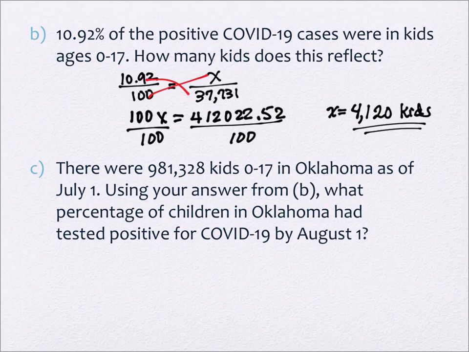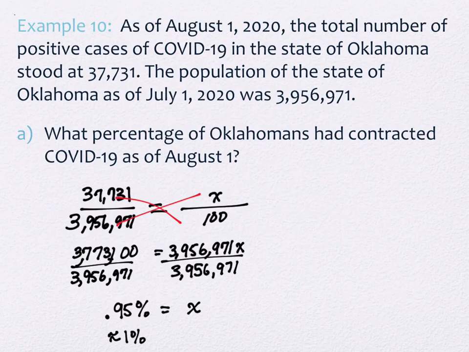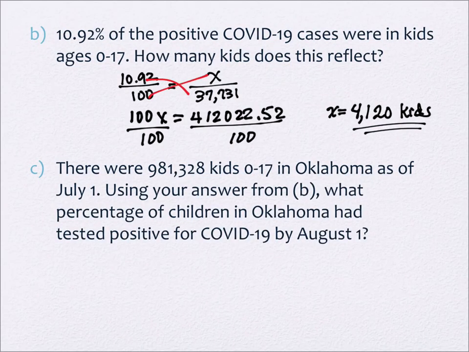So just because 10% of the cases were children, it doesn't mean that 10% of children got it. Right? It's 10% of something different. It's 10% of the cases. So this last question is actually saying, okay, but the number of kids in the state at that point was almost 1 million. It's 981,328 kids in the state of Oklahoma on July 1st, and 4,120 of them had COVID-19. So we're going to figure out what percentage of children had it compared to the percentage of the overall population, right? The overall population number was about 1%.